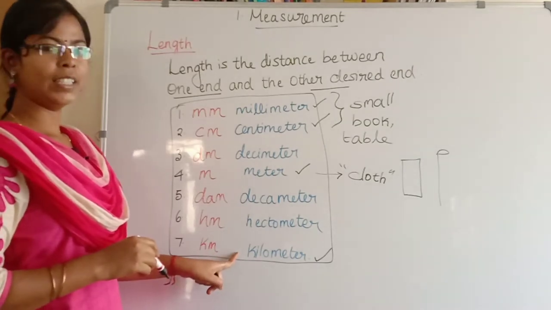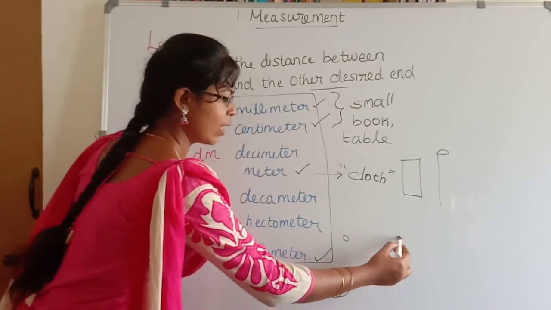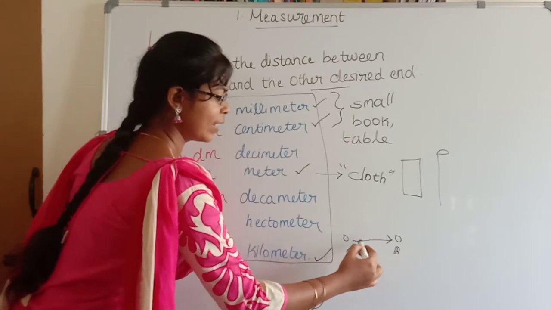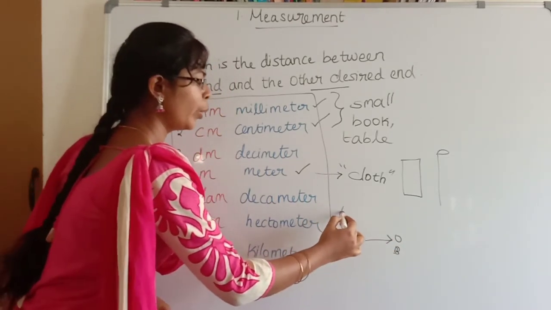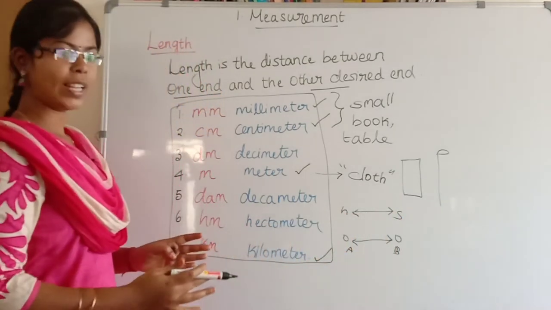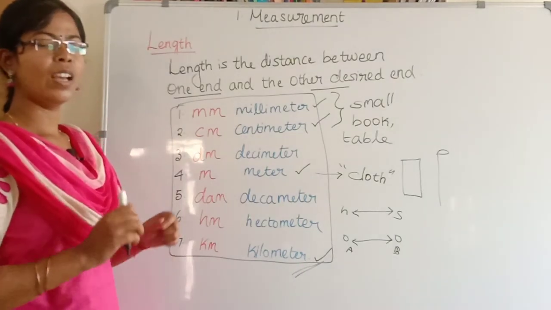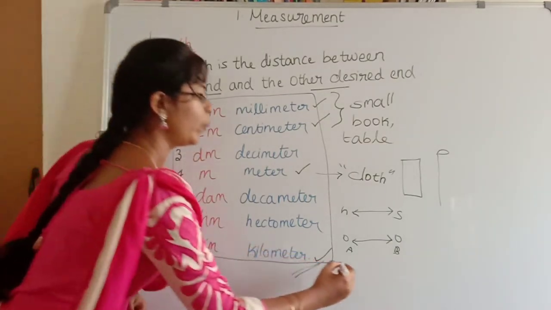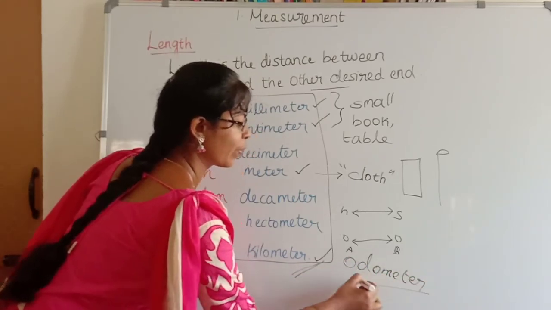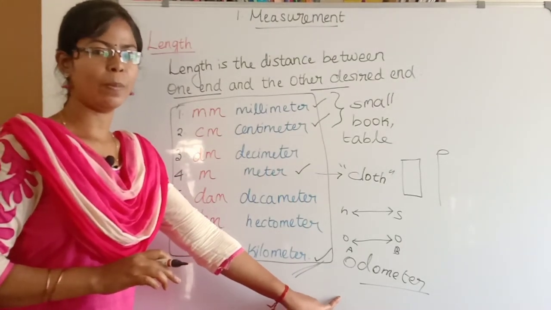Kilometer is used to find the distance between two cities. So this is city A, this is city B. What is their distance? Or from your home to school, what is the distance? Or between two villages, they use kilometer to find a distance. Nowadays they use an odometer. Odometer is a device indicating a distance in automobiles.